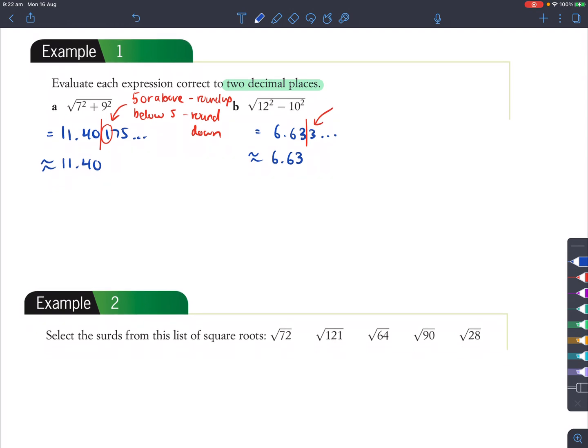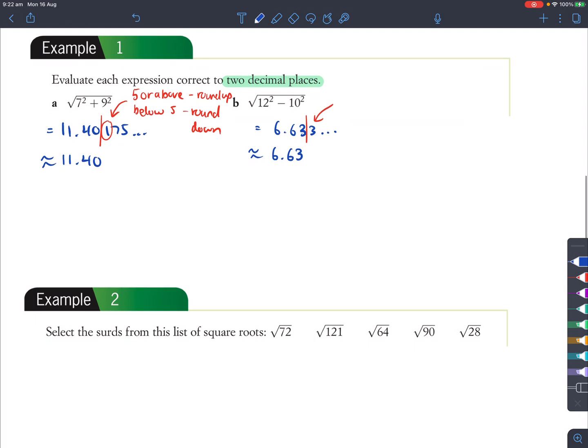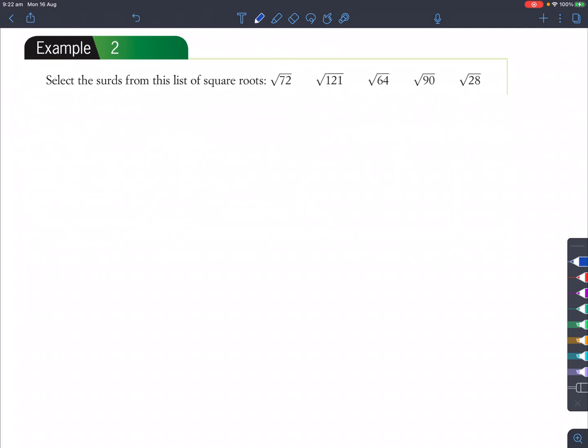Question example 2. Select the surds from this list of square roots. Okay. So if we want to select the surds, the easiest way to do this is to type this all in our calculators. So, if we type this on our calculators, we do get 8.485... But if you press that SD button, okay, it doesn't actually change this to a fraction, so this is a surd. Okay, so I'm going to circle that.